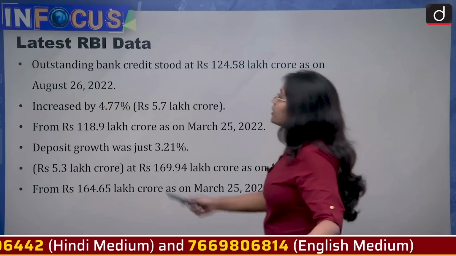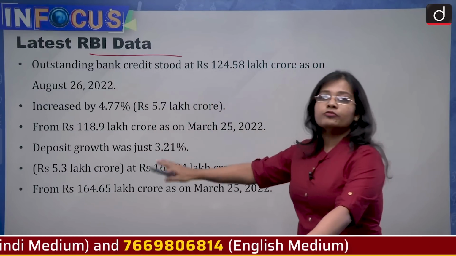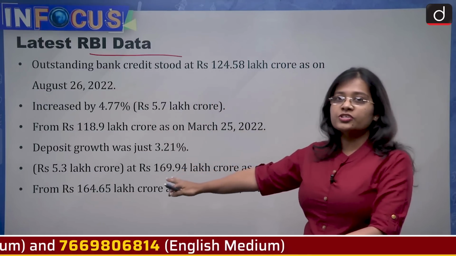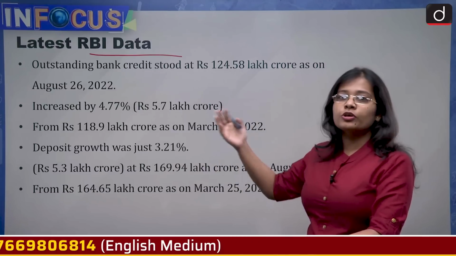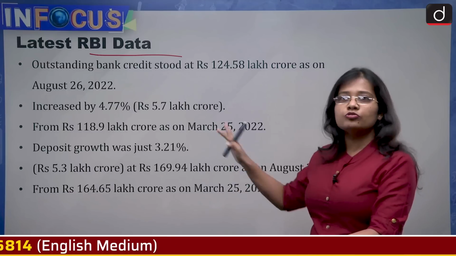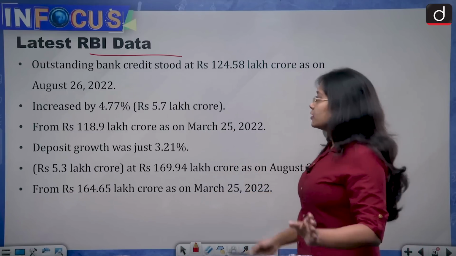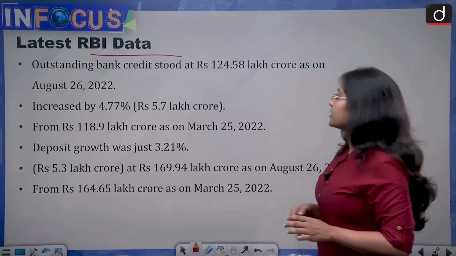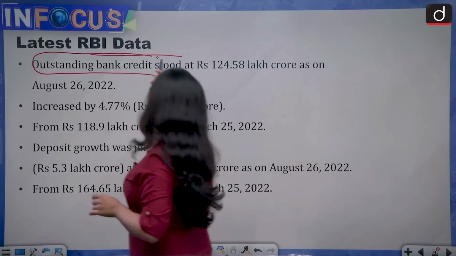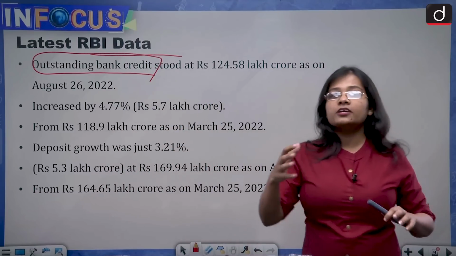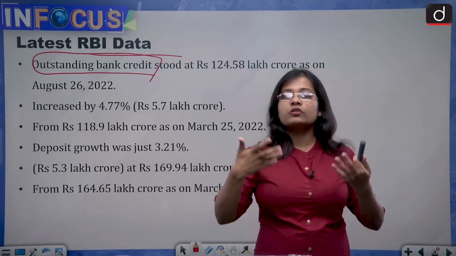Now let us understand the latest RBI data. You do not have to remember all these digits. I am just showing you to understand the situation. You do not have to remember all these things. The outstanding bank credit. What does outstanding bank credit mean? Outstanding bank credit means when you owe some amount to someone else.